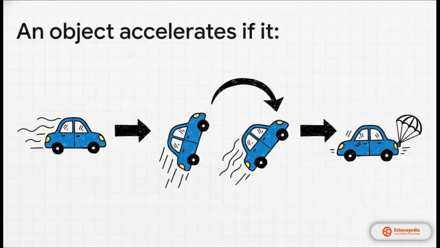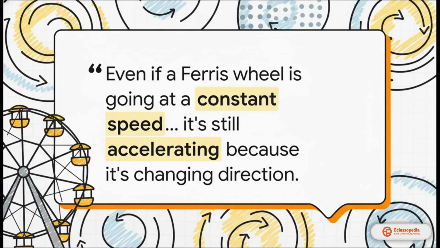Now, most of us think acceleration just means speeding up. But in physics, that's only part of the story. You're accelerating if you speed up, for sure. But you're also accelerating if you slow down. That's just negative acceleration. And this is the one people often forget. You're also accelerating if you just change direction. Think about a Ferris wheel. It might be turning at a nice, constant speed. But are you accelerating? Absolutely, because your direction is constantly changing as you go around in that circle. So even with a constant speed, there's constant acceleration.